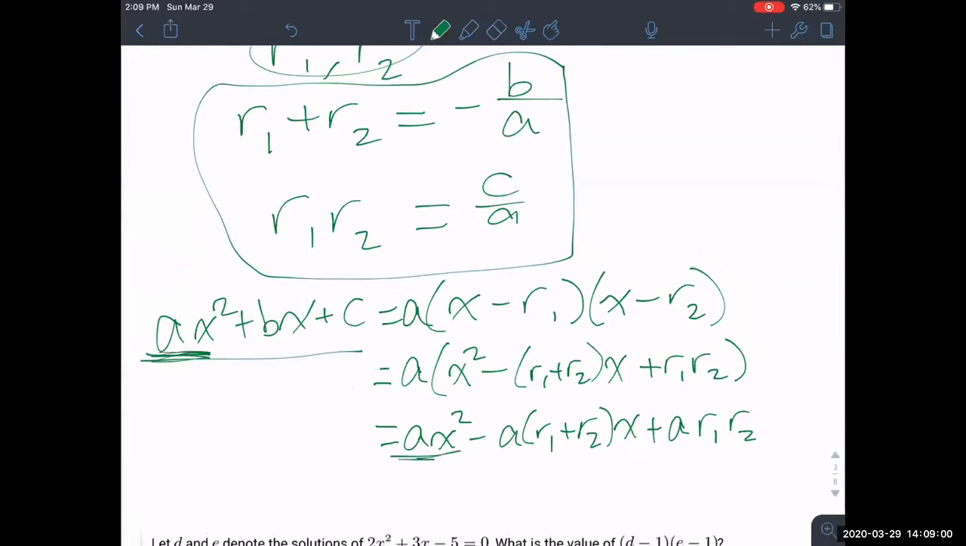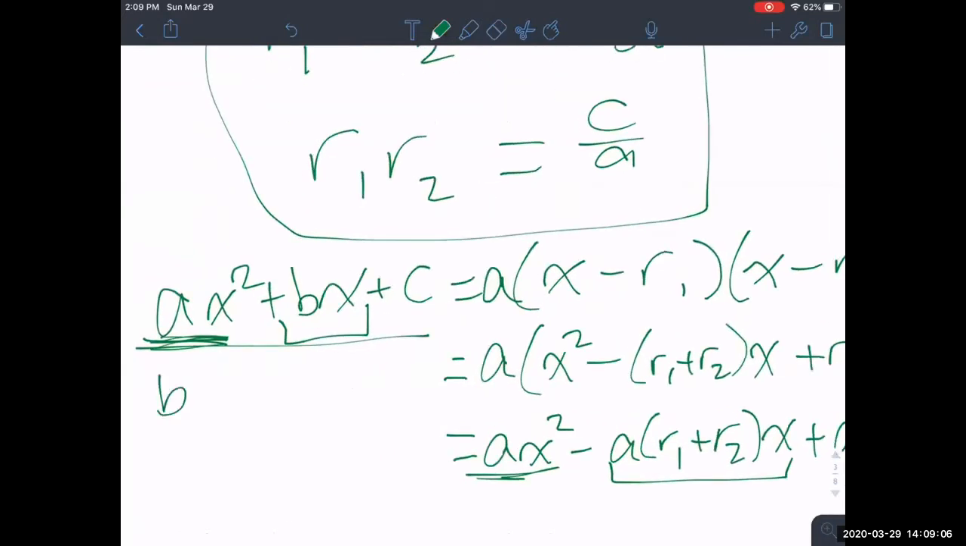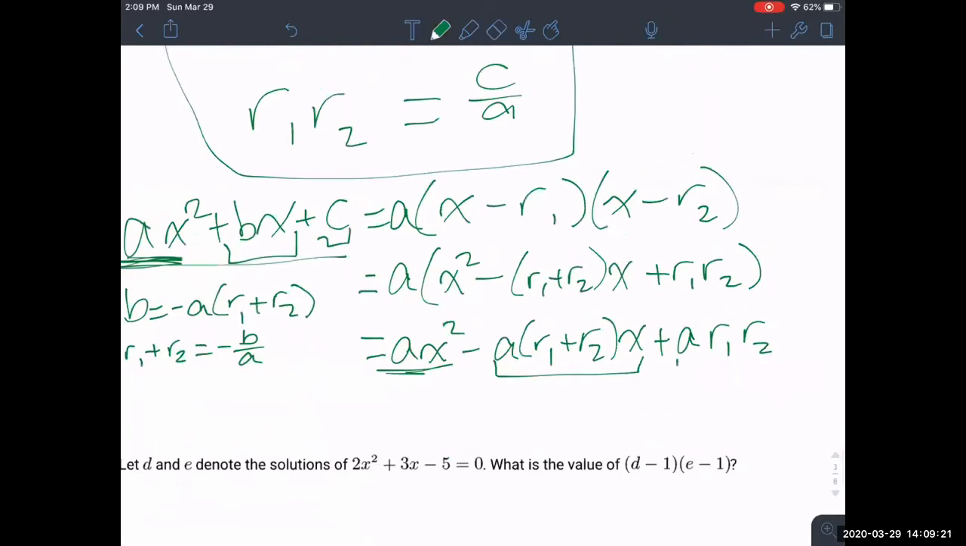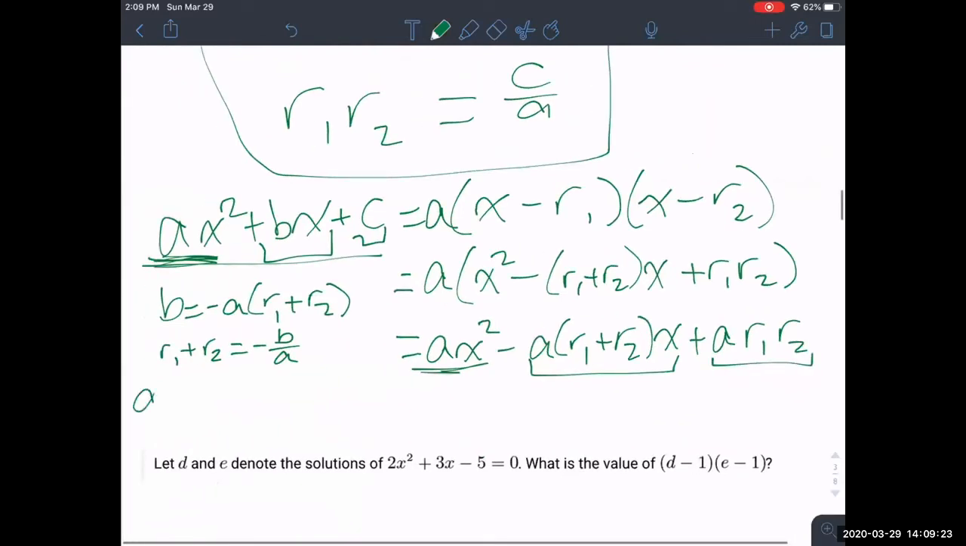So these two obviously line up already. Now we know that these two must be the same. So we have b is equal to negative a times (r1 plus r2), and then r1 plus r2 would be negative b over a. Whereas on this side, we take the constant term. We have a r1 r2 is equal to c, so r1 r2 is equal to c over a.